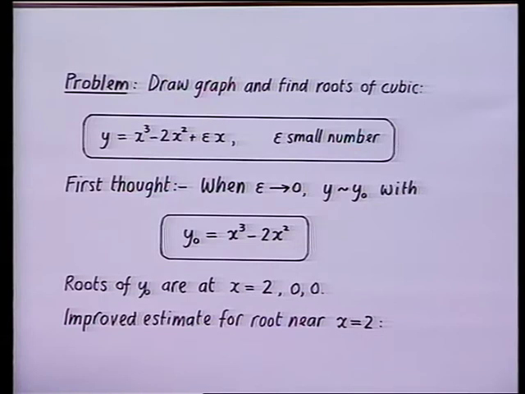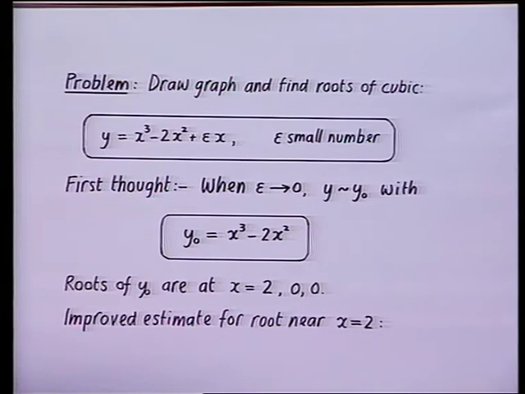That is to say, as our first approximation, we replace the actual expression for y by this simplified expression in which the epsilon x term is absent. The advantage of this is that the roots of this equation are extremely simple. The three roots of that equation are given by x equals 2, x equals 0, and a second root at x equals 0. So as a rough approximation, the three roots are given by 2, 0, and 0.